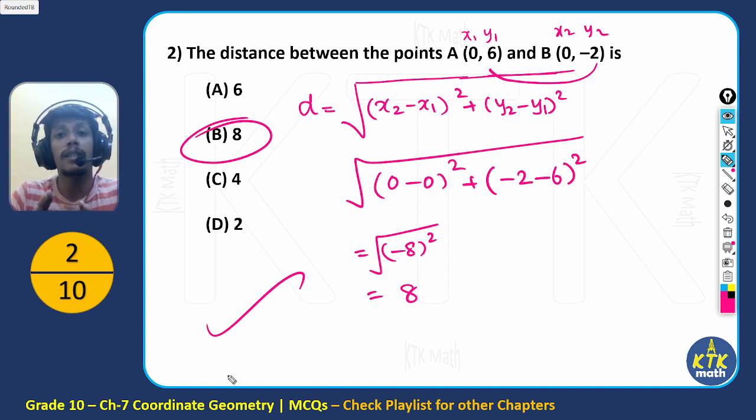All these are basic level questions in your coordinate geometry. I hope you won't commit any mistake in this. Be careful with the symbols, multiplication, squaring, adding and taking the square root. All the basic knowledge you must have. Yeah, next question number 3.